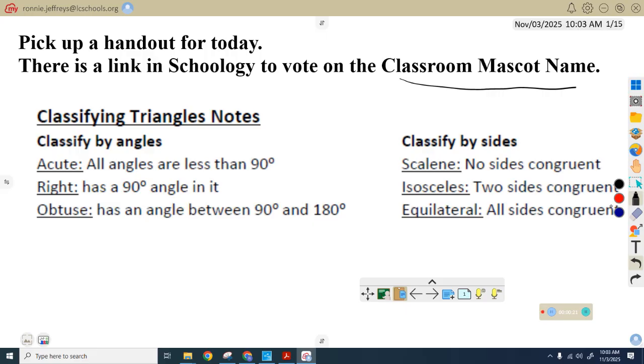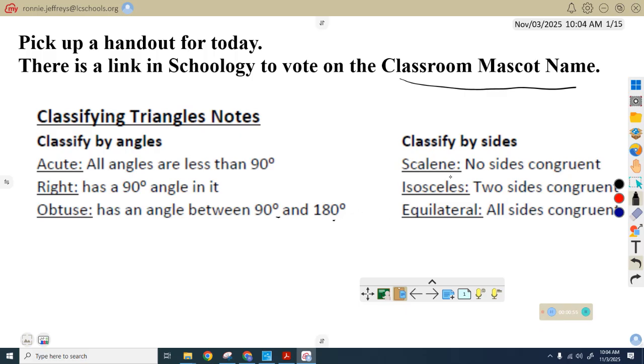Now, there are two ways to classify triangles. We've actually done some of this. Some of this should be common knowledge by now, but one thing I've noticed is that common knowledge is not so common. If we classify something by angles, acute means all angles are less than 90 degrees. A right triangle should have a 90-degree angle in it. And obtuse means it has one angle that is between 90 and 180.